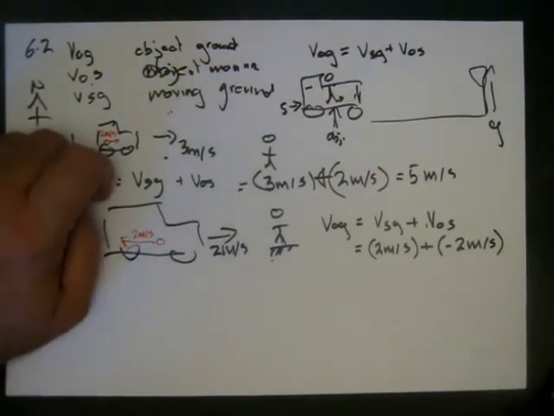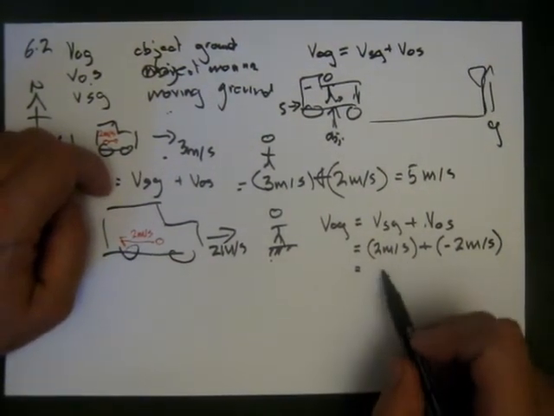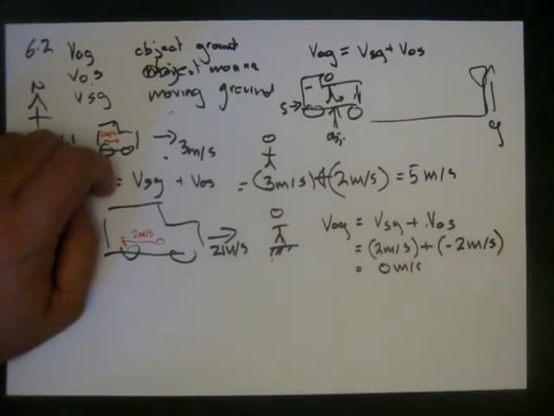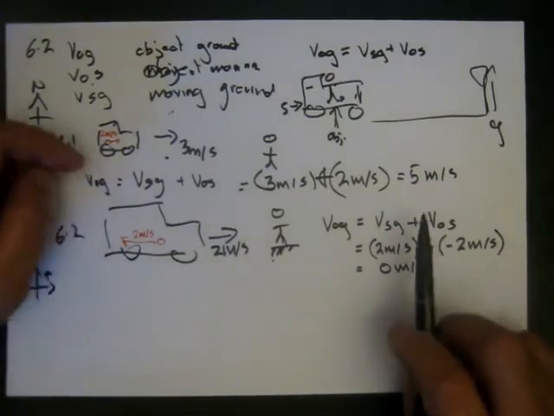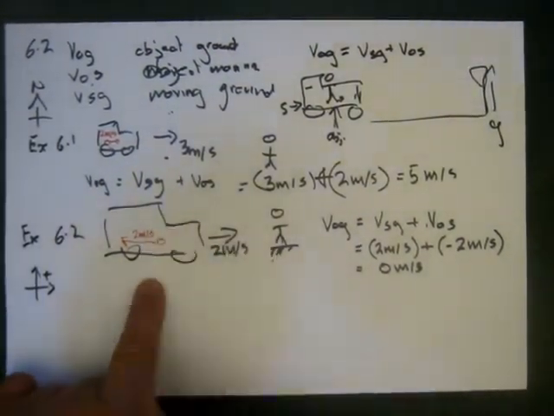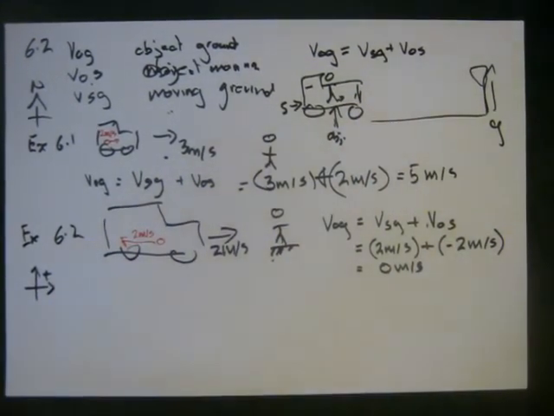So the actual velocity of the object, of the ball relative to me, is 0 meters per second. 2 plus negative 2 is 0. So if I was on a train, for example, or if I was standing here, the ball would appear not to move. Everything else would, but the ball would appear to be in the same spot.